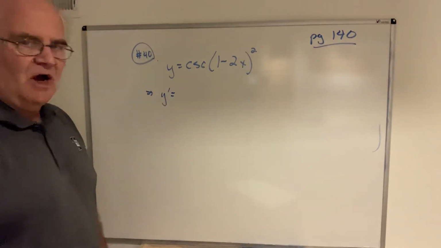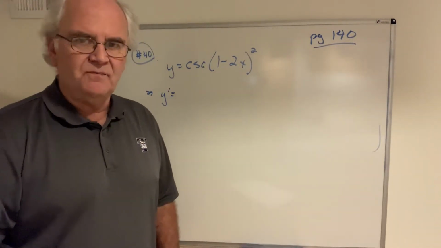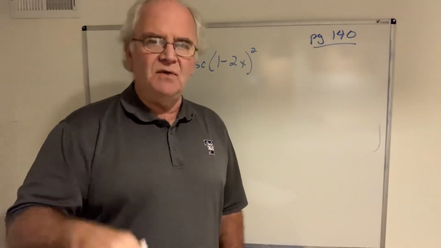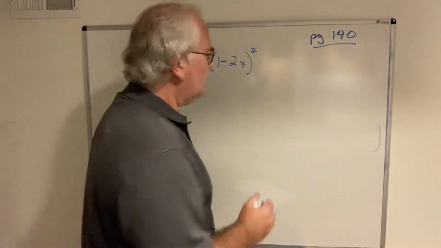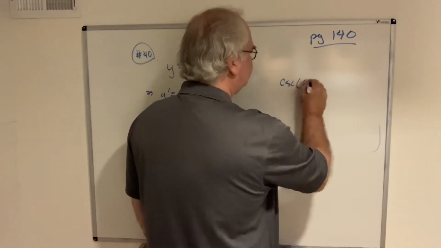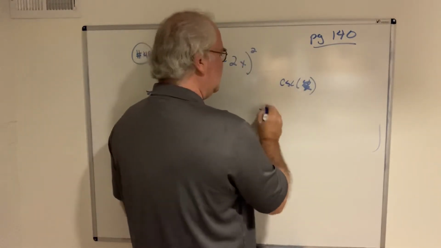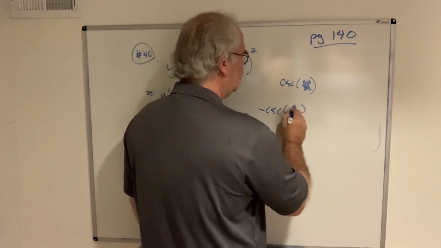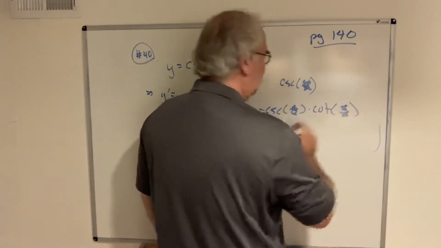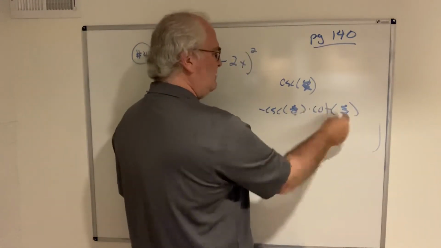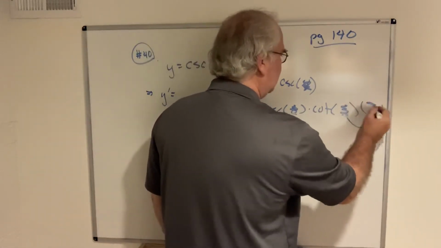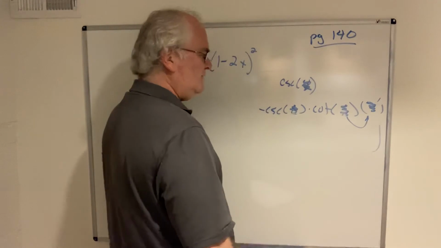What's the derivative of cosecant of something? Remember, the derivative of cosecant is negative cosecant cotangent. So the derivative of cosecant of, it can be anything, is negative cosecant times cotangent of the same thing. These and these have to be the same thing. And then you have to multiply by the derivative of that stuff.